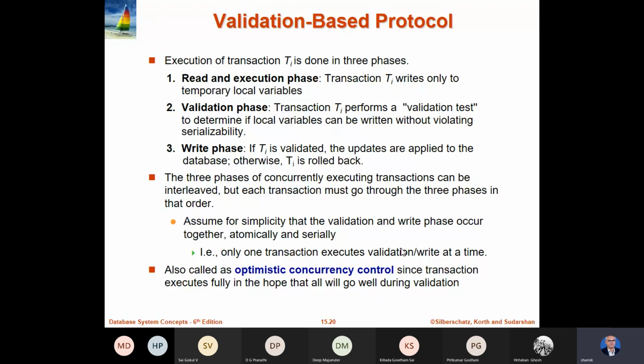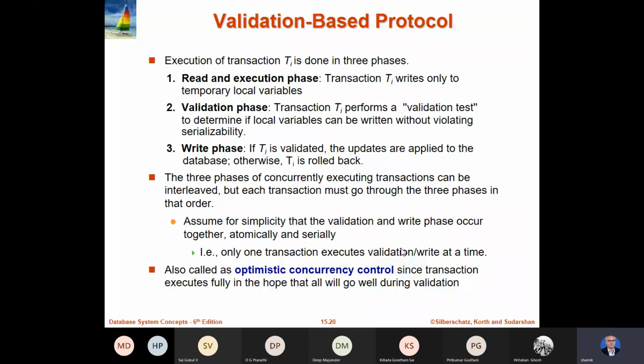So we had locking-based protocols, then timestamp-based protocols, and now validation-based protocol. Now what it does is that execution of transaction TI is done in 3 phases. First is the read and execution phase. Transaction TI writes only to temporary local variables. In the validation phase, transaction TI performs a validation test to determine if local variables can be written without violating serializability. And if the validation is passed, the updates are applied to the database. Otherwise, TI is rolled back. So what are the detailed steps?